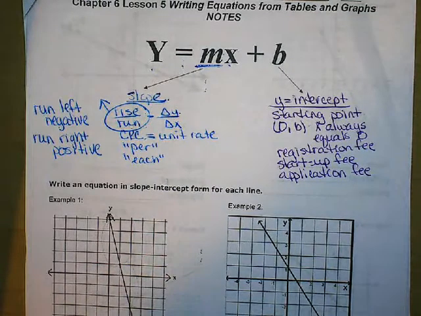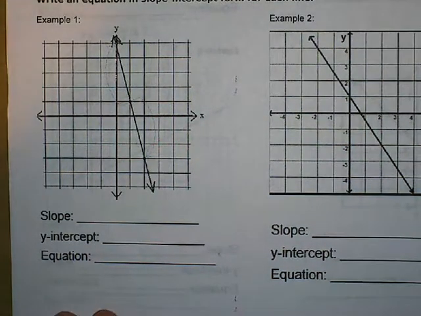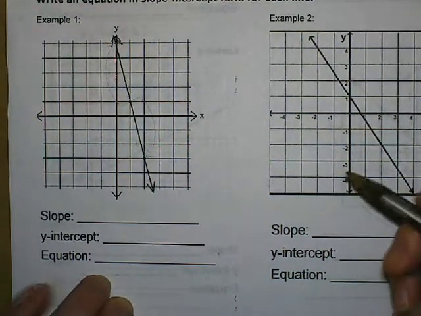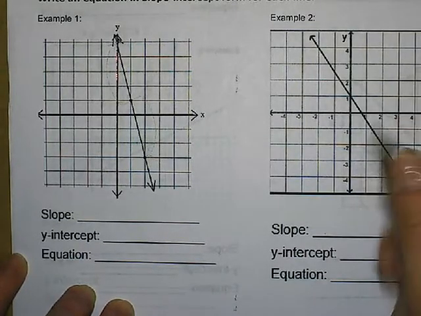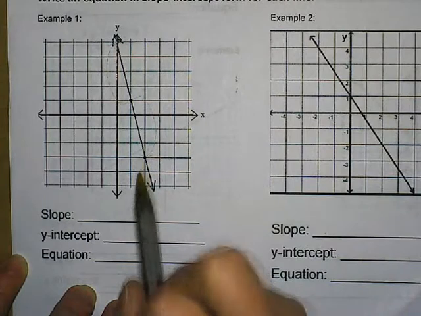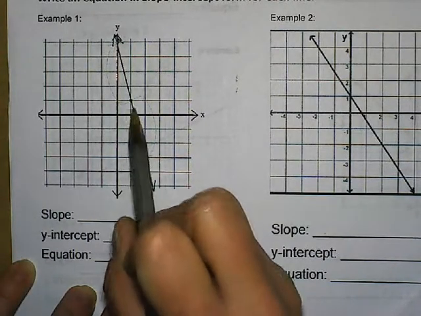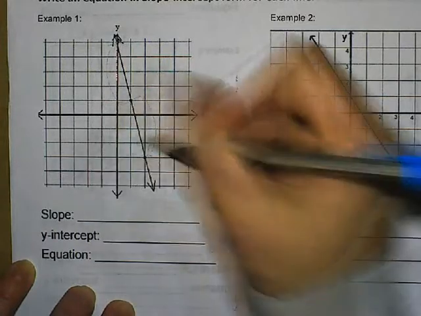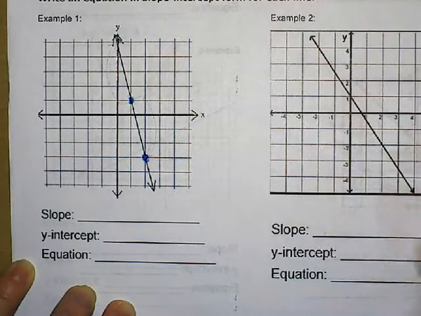Let's take a look at example number 1. The first thing we are going to look at is identifying the slope. Remember, you pick 2 points that are on your line that are at major crossroads. If you can avoid it, you don't want to pick any points that are in the middle of the square. So I'm going to go ahead and choose this point and this point.